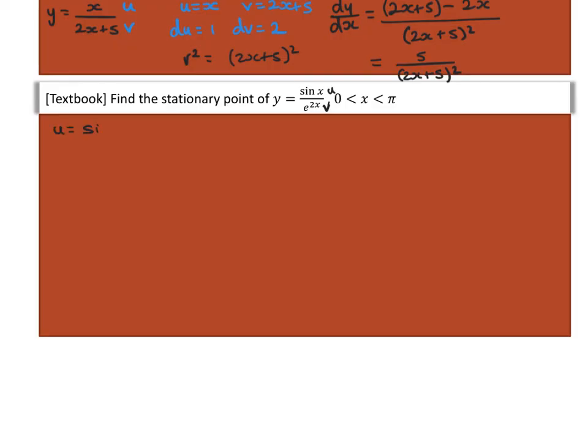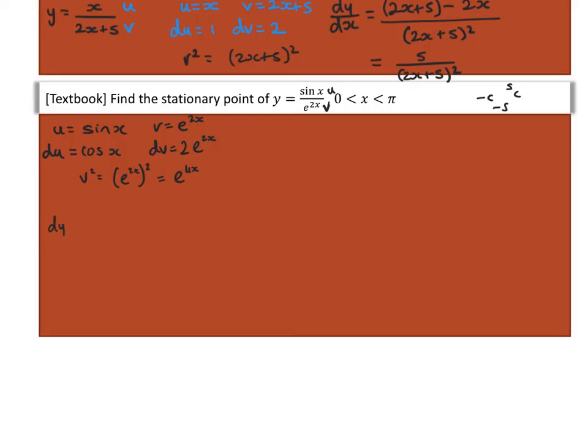So u equals sine x, du equals, remember, sine goes to cos, minus cos x. v equals e to the 2x. The differential of v, remember, is e to the 2x multiplied by the differential of the bracket, which is the power, so in our case it's 2. And then we also have v squared, which is e to the 2x squared, which we could, if we wanted to, write as e to the 4x, okay? I'm not sure which way we're going to need it, but we just write everything down.